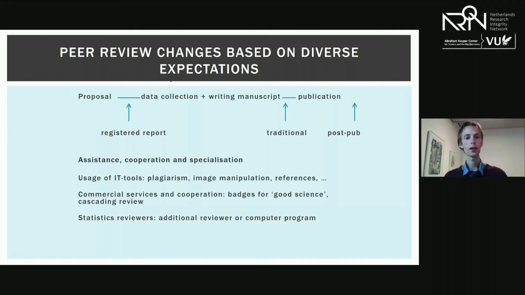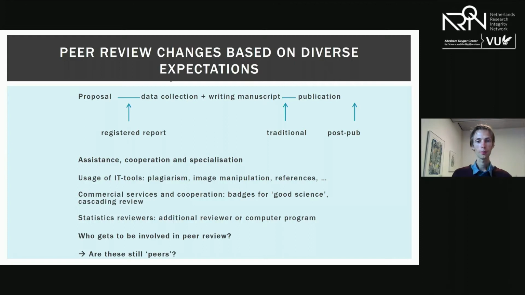And then there's a much wider range of all sorts of varieties that can come to peer review, whether regarding the usage of IT tools or the usage of commercial services in peer review or cooperation between journals. We can have specialist reviews such as statistics reviewers. So there's a whole wide variety of different peer review practices. And well, it then becomes this question again, who gets to be involved in peer review, and are these all still peers? Well, again, especially in post-publication peer review, where wider communities are invited to comment on papers, one can really ask what the boundary of a peer still is and to what extent we can still really call this practice peer review.